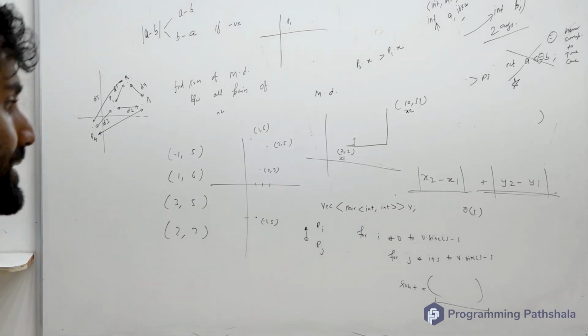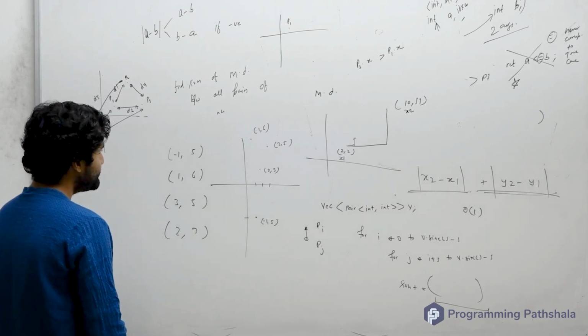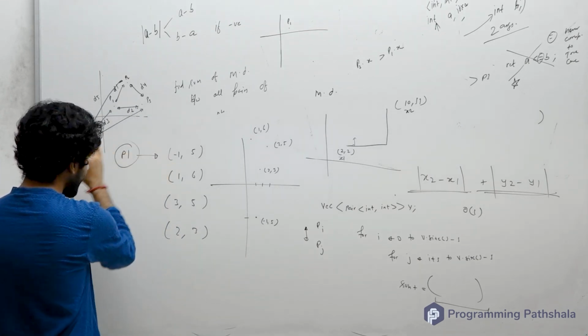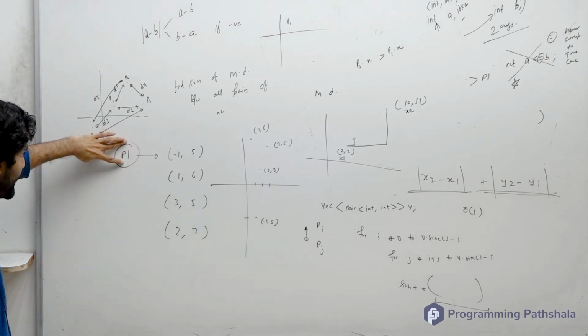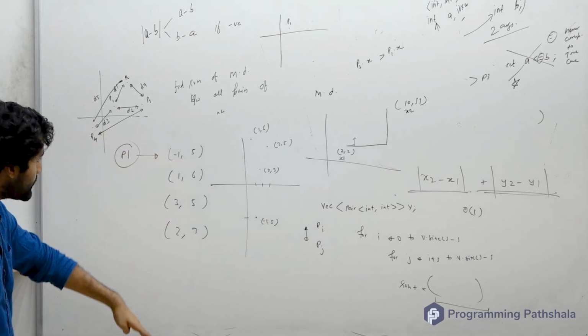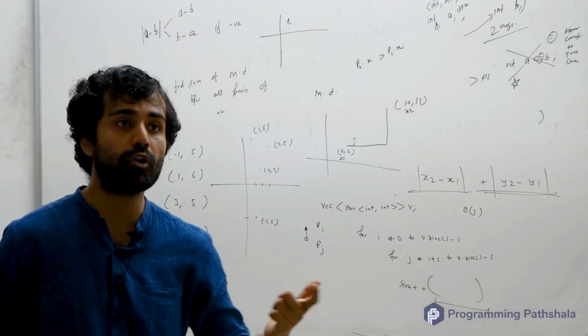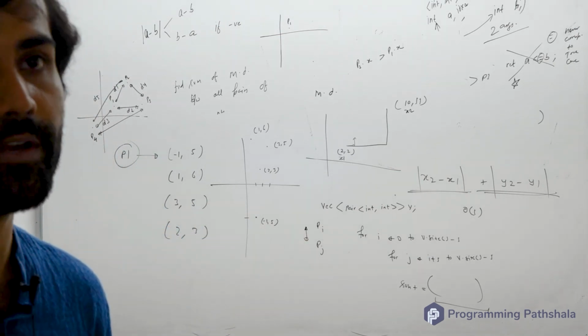Yes, no. So how is that going to help? The main point over here is this: if I consider a point, let's say this is my reference point P1, can I compute the Manhattan distance of this point from all the other points in a much more optimal way? Is there a way I can do that? And that is what we are going to learn.